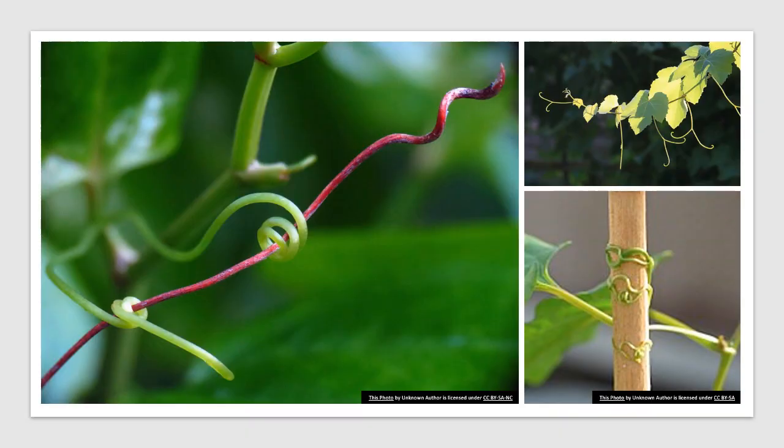Climbers have special thread-like structures called tendrils, which you can see in the picture here. These tendrils are spiral shaped and they twine around the support, and that is what helps these climbers to lean on a support and to climb upwards.